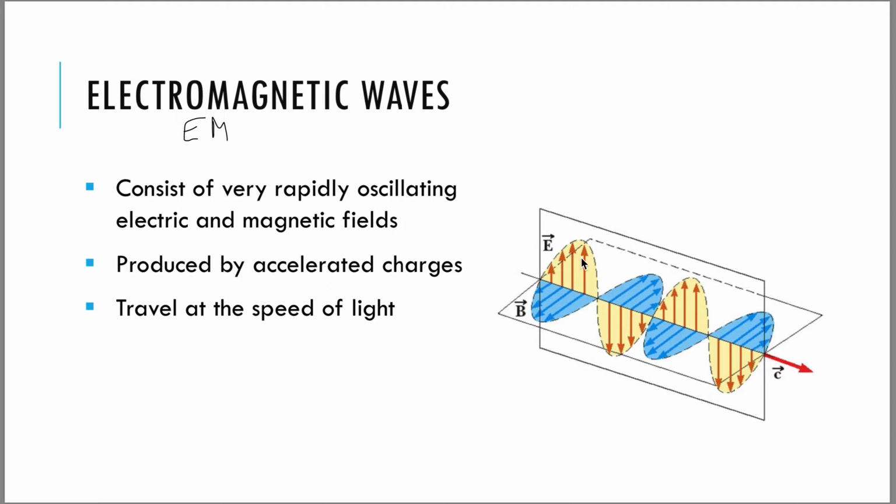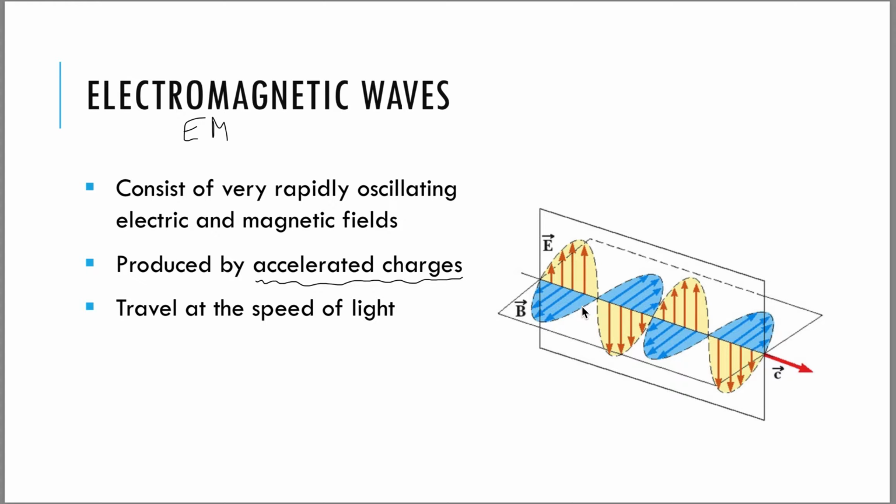As you can see in this picture, you have an electric field here and a magnetic field here, and they keep oscillating. What produces these waves are accelerated charges. We learned previously that a charge produces an electric field. We also learned that when it's moving, it produces a magnetic field. So it makes sense that if you have a charge that's being accelerated, the field that it's going to produce is going to keep oscillating as the wave propagates.